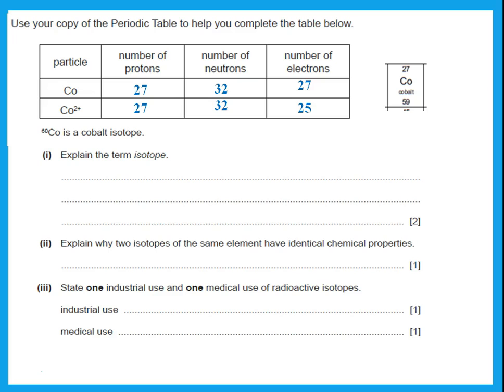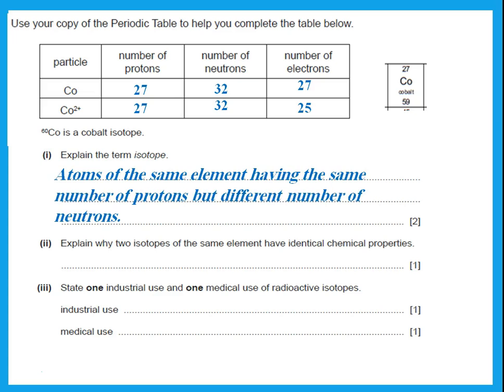Explain the term isotope. Please learn definitions. It's very important. Isotope is what? Atoms of the same element, having the same number of protons but different number of neutrons. Explain why 2 isotopes of the same element have identical chemical properties. Remember that we said chemical properties are determined by the number of electrons in the outer shell, so any isotopes of the same element would have the same number of electrons in the outer shell.